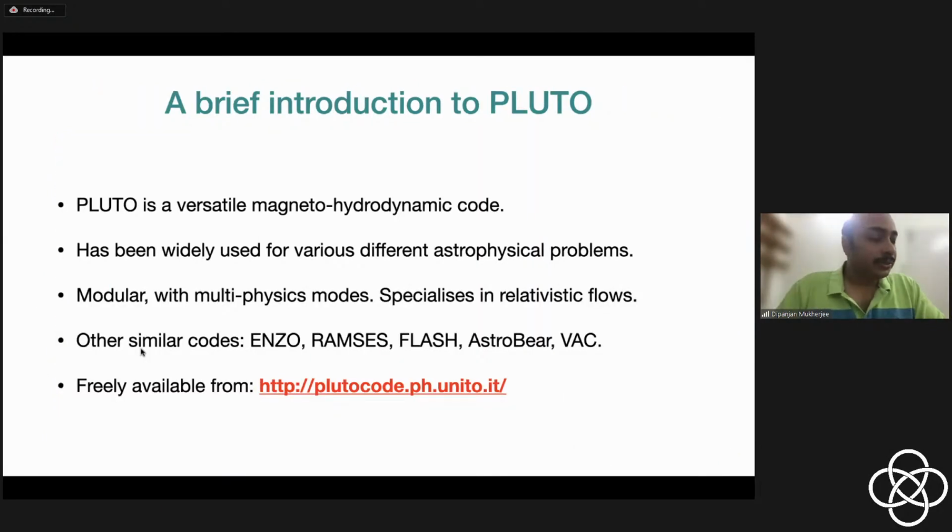So I will introduce this code called Pluto now. And before I do that, I'll take a few questions if there are any. I see that there is one on chat. If any other participants have any questions, please raise your hand.